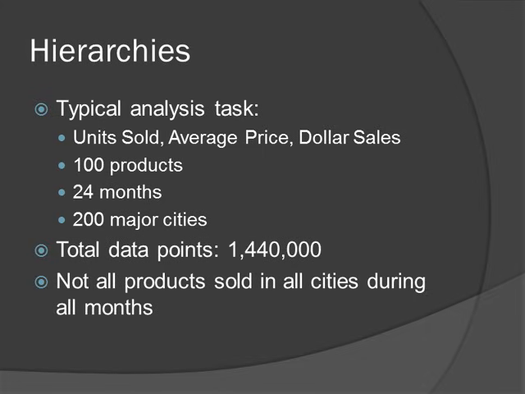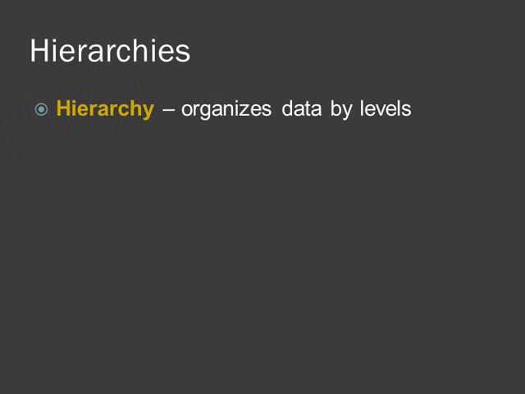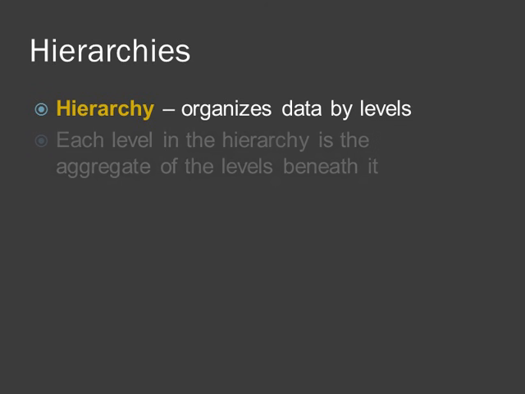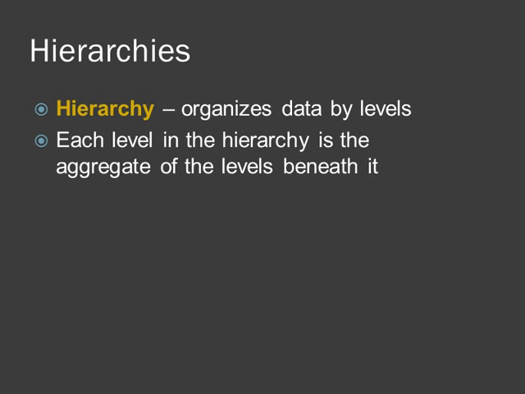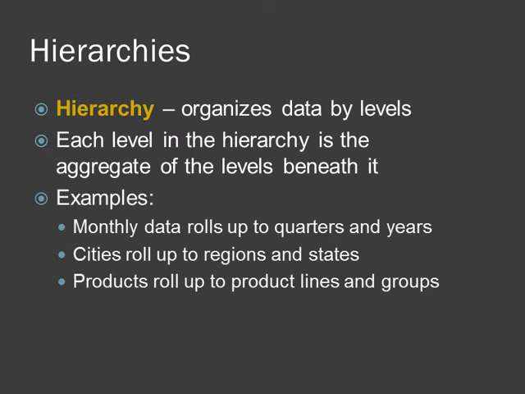Of course, not all of the products are sold in all 200 cities, and not all of the products were carried for all 24 months, but can you really know what products were carried where and when? This analysis problem is addressed in OLAP systems by letting you organize the data into hierarchies, which aggregate the data to higher and higher levels. For example, the monthly data can be rolled up, summarized, to quarter and year totals, the cities rolled up to regions and states, the products rolled up to product lines and product groups, and so on.